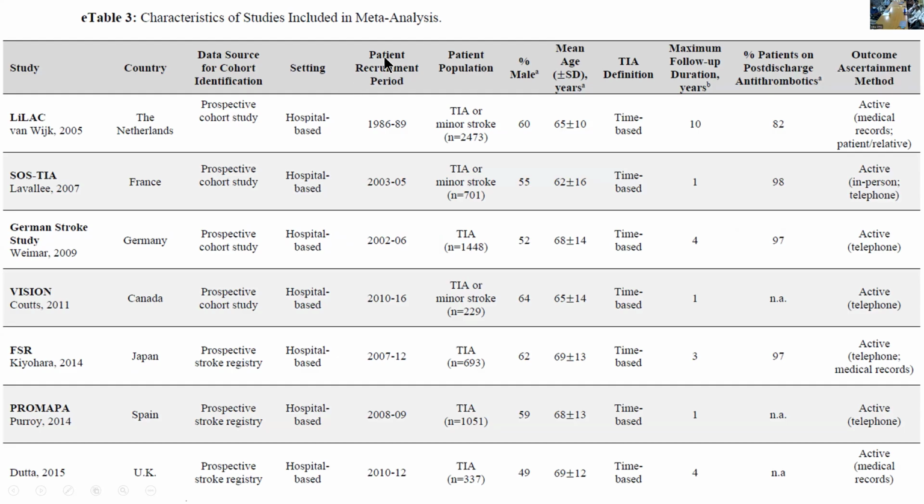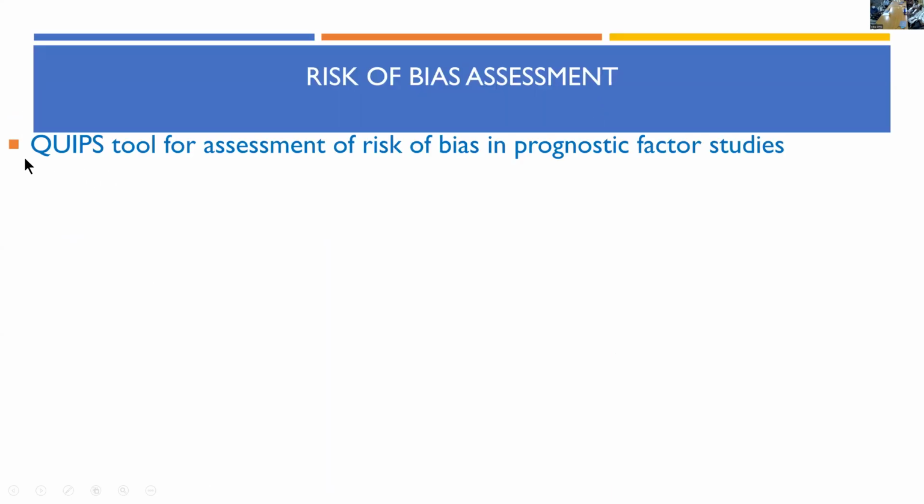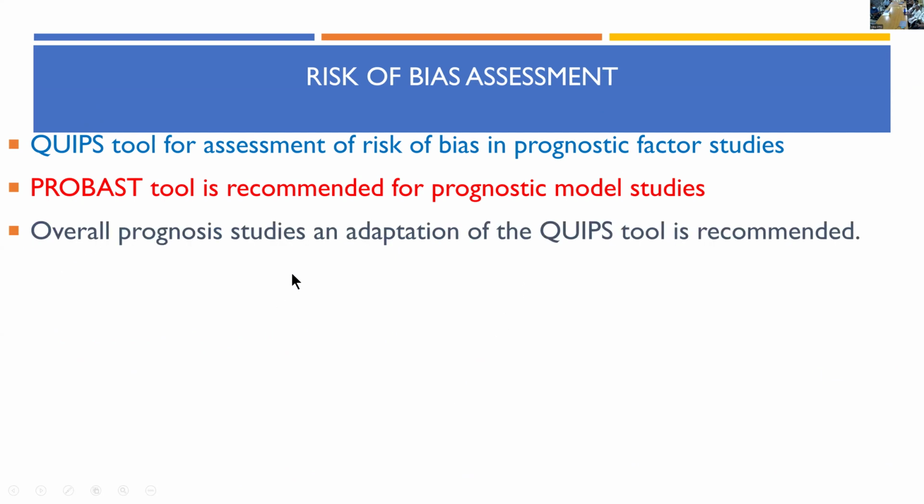So these are the characteristics of included studies, and I'm just showing you the table again. Risk of bias assessment. They have used the QUIPS tool for assessment of risk of bias in prognostic factor studies. The PROBAST tool is recommended for prognostic models, I'm just saying. The QUIPS tool is for a single factor. The PROBAST tool is for models. Overall prognostic studies is an adaptation of the QUIPS tool.